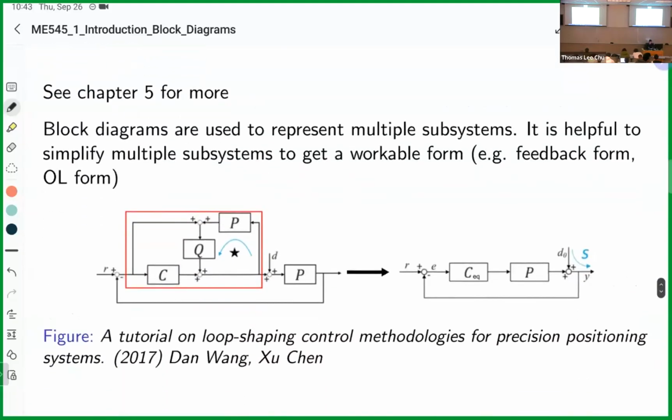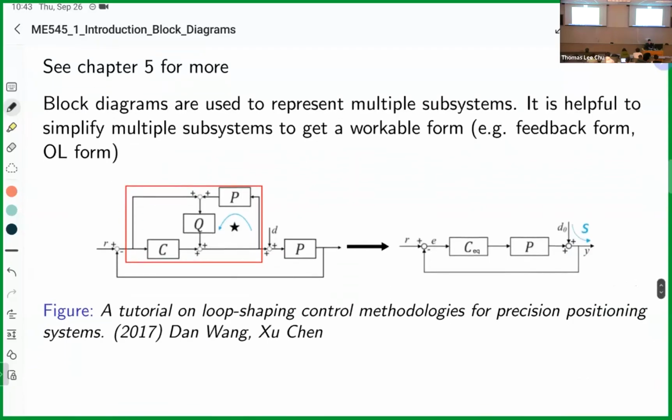So block diagrams are used to represent multiple subsystems. It is helpful to simplify multiple subsystems to get a workable form, for example feedback form. OL here stands for open loop form. The idea about block diagrams is that in our textbook, we usually like to get things into feedback form, and then we can apply our equations specifically for feedback form. So we can have something on the left here be simplified to the equivalent system on the right here.